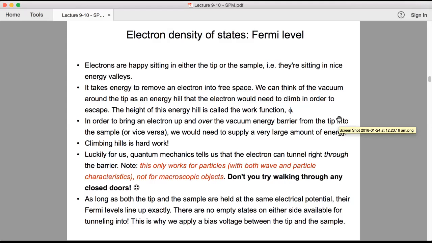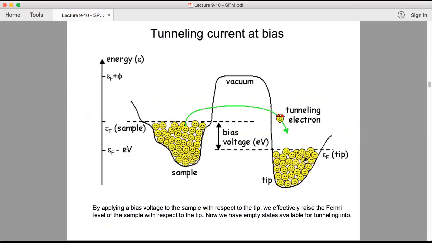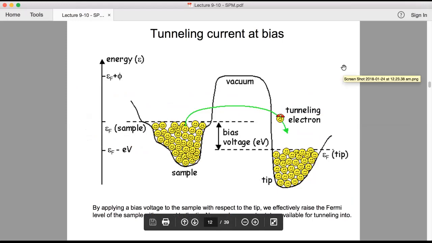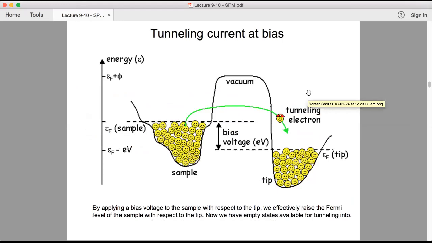Whenever you apply a positive potential, you can lower the Fermi energy. So here you have the sample, you have the tip, and you have the vacuum barrier. Now here what you do, you apply a bias voltage to the sample with respect to the tip, and we effectively raise the Fermi level of the sample with respect to the tip. By applying the bias voltage, you shift the Fermi energy level by eV. So you can see we have created space here between the EF of the sample and the EF of the tip. Because it is lowered now, there is a vacancy, a space for the tunneling electron to go and occupy. Under the bias voltage, electrons will happily tunnel through this vacuum barrier into the tip.